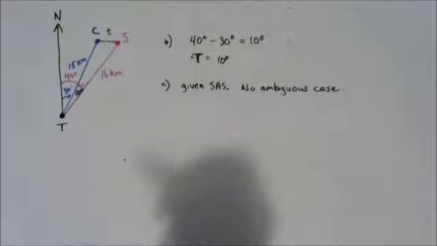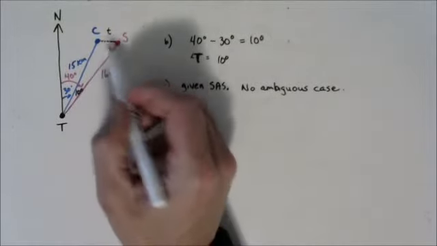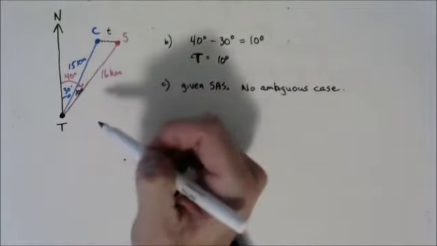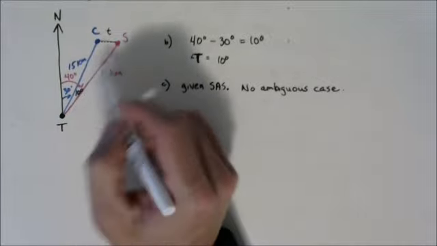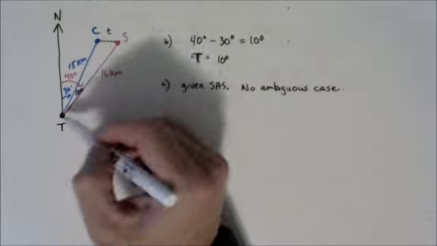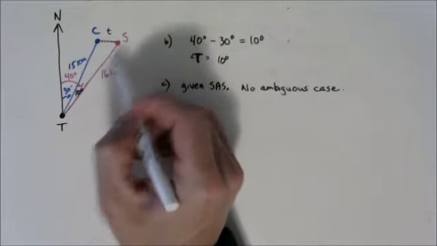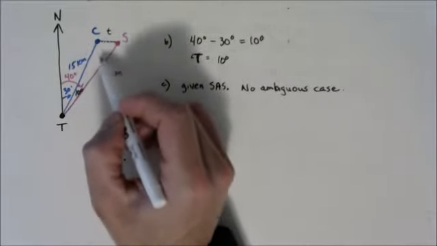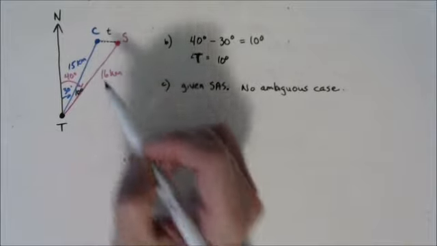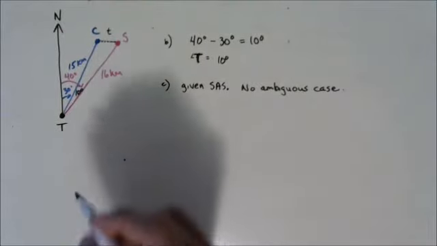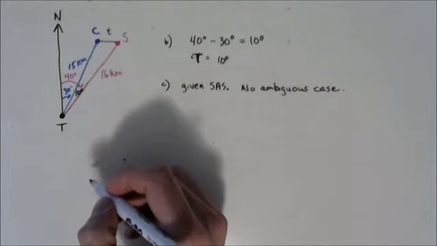Basically, there's no other triangle that would satisfy this description. There's nothing else that could be 15 kilometers and 16 kilometers and 10 degrees. Where C and S clearly end, the only line that can go across there is T. This angle is certain and this angle is certain. So no ambiguous case here.